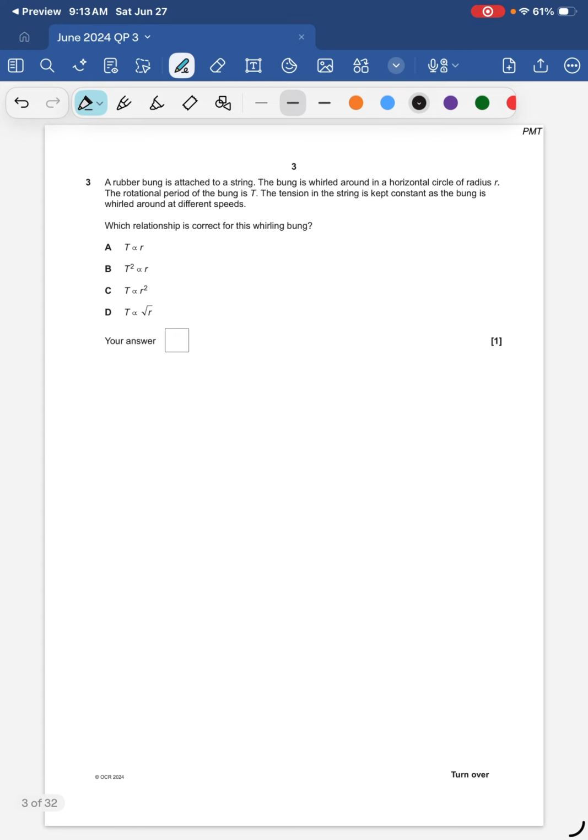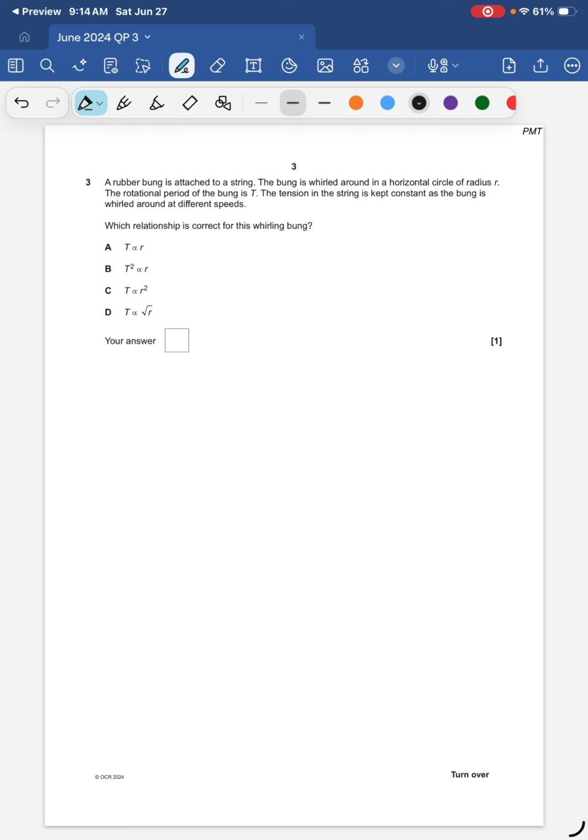Question 3. A rubber bung is attached to a string. Okay, the bung is whirled around in a horizontal circle of radius r. The rotational period of the bung is T.